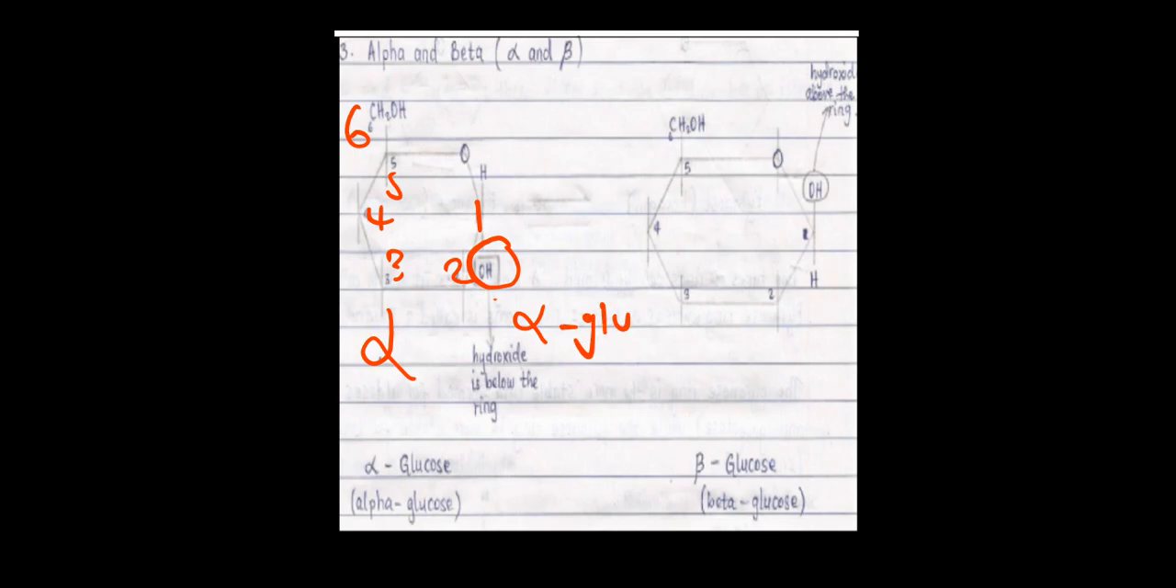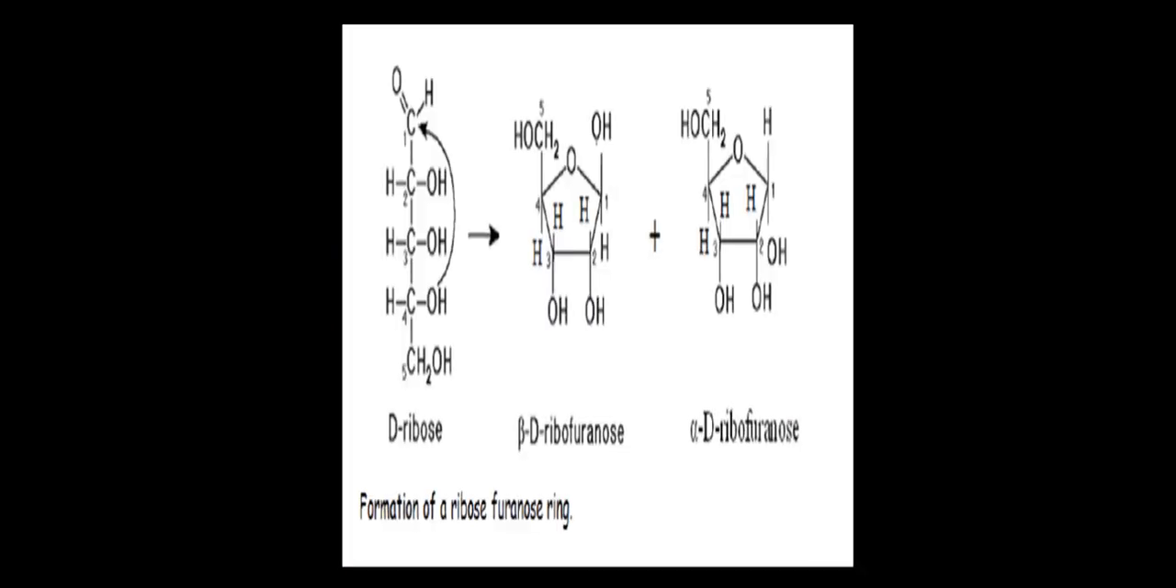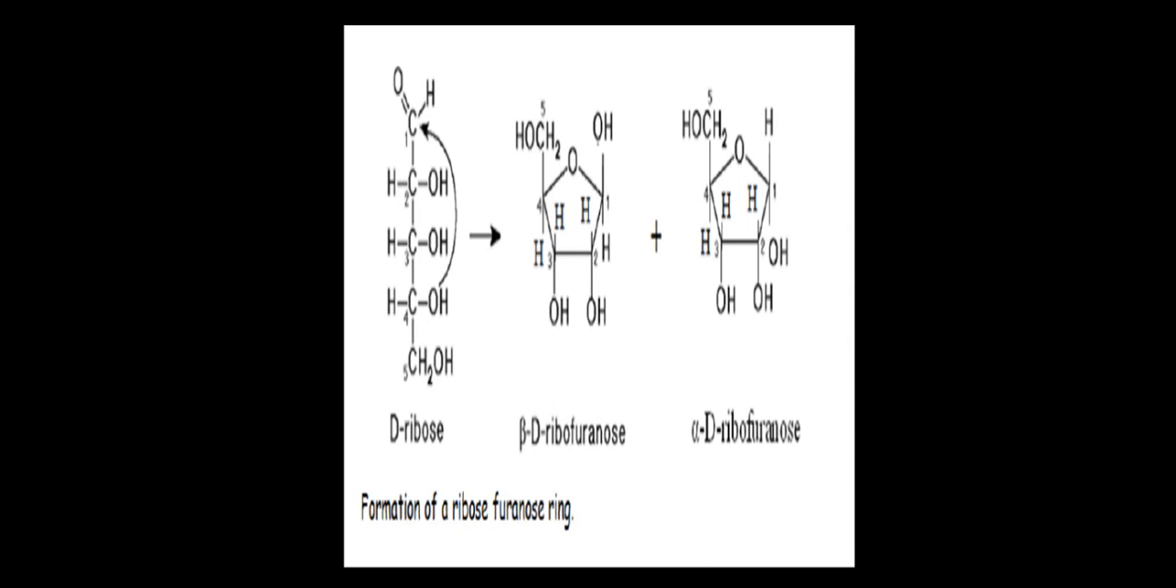Then on the other hand, if the hydroxide on carbon number 1 is above the ring, like in this case, this one will be called a beta glucose. That's what we're trying to talk about on this diagram. Now how does the ring form?